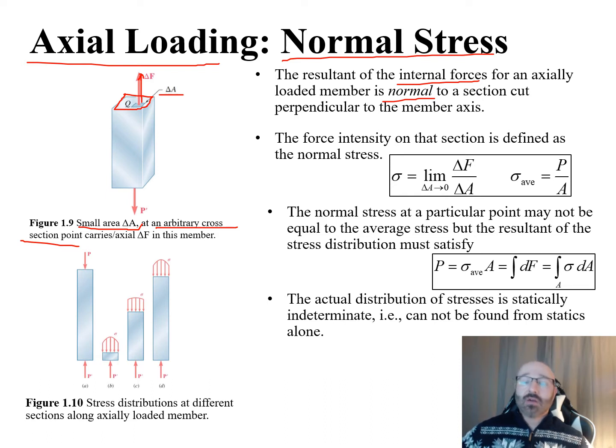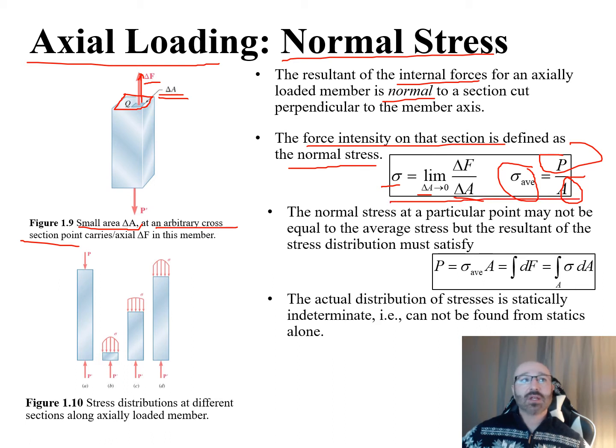So now if we're looking at our formula and our definition for our normal stress, this is the force intensity on that section. And what we see here is sigma is equal to the limit, as our delta A, there's our small cross section, approaches 0, of delta F, there's our delta F, divided by our delta A again, or our average stress is equal to our load over our cross-sectional area. So this is our basic definition for normal stress.